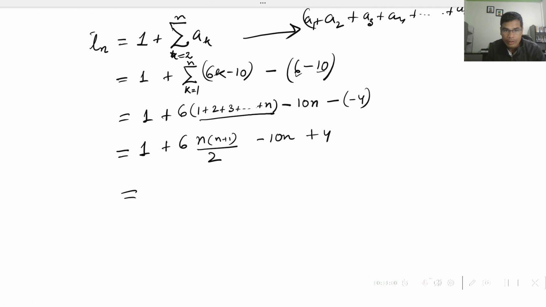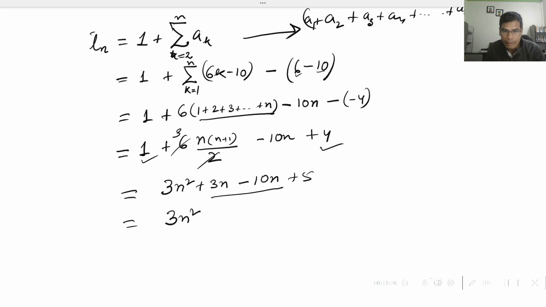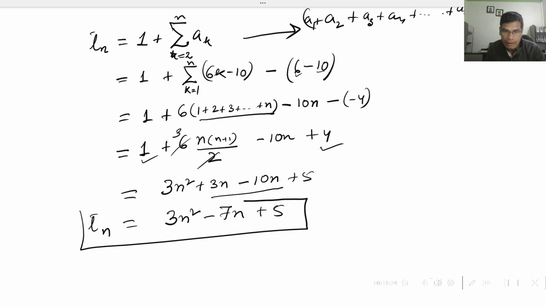which is equal to, so this cancels, we have 3, so we expand it, so 3n square plus 3n, then minus 10n, 1 and 4 is 5, which is equal to 3n square minus 7n plus 5. So this is the general nth term of that series.